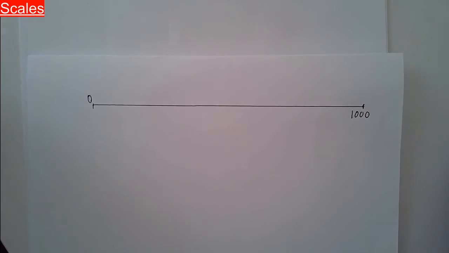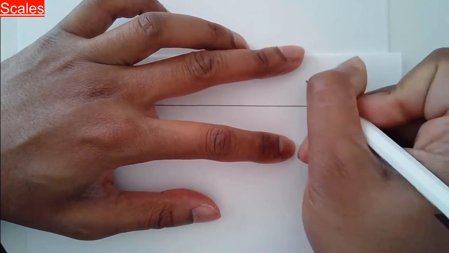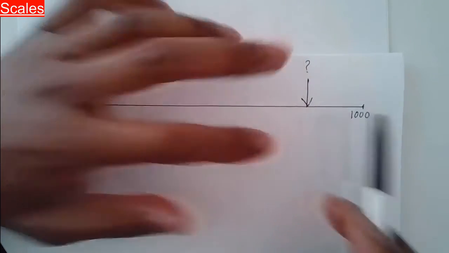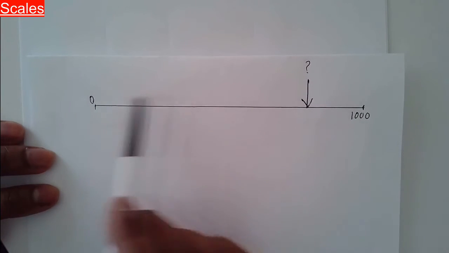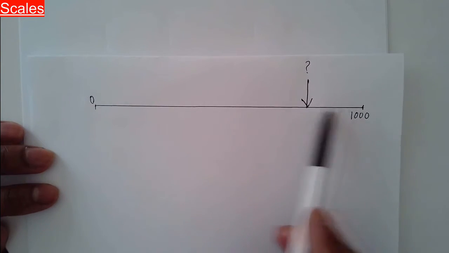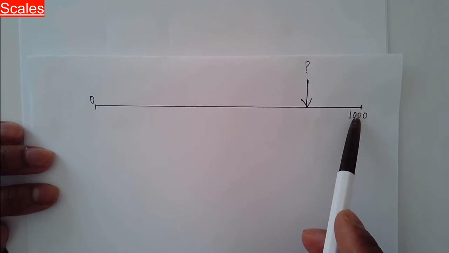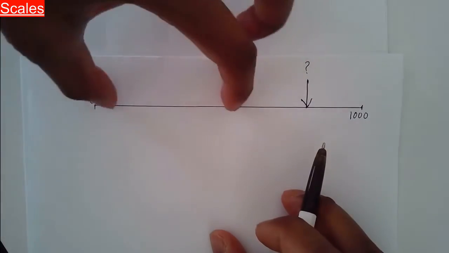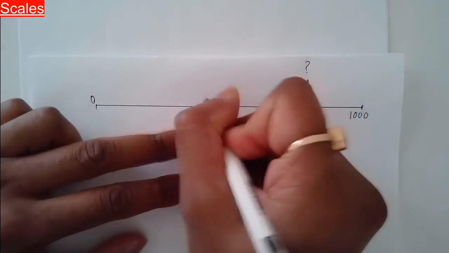Right, now I'm going to take on the challenge of estimating. I'm just going to put an arrow here. What this arrow is pointing at, okay, it's just going to be an estimate. I know it's quite close to 1,000, a lot closer than 0. So what might be helpful now is to find the center of this. What comes between 0 and 1,000? 500. I think that's the center. Let's say that is the center. So that would be 500.